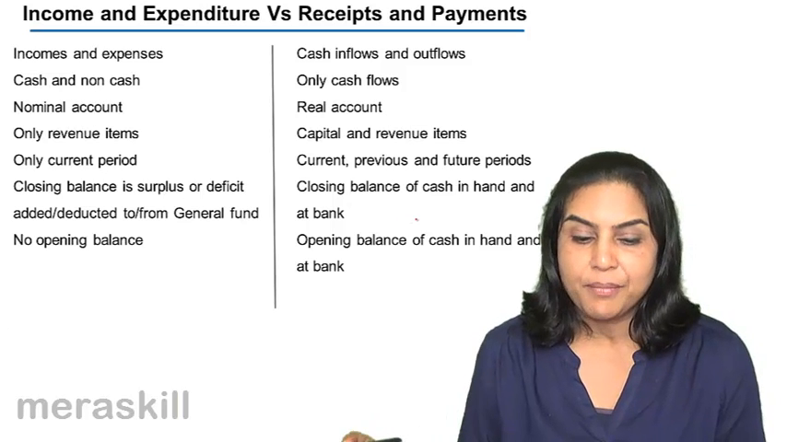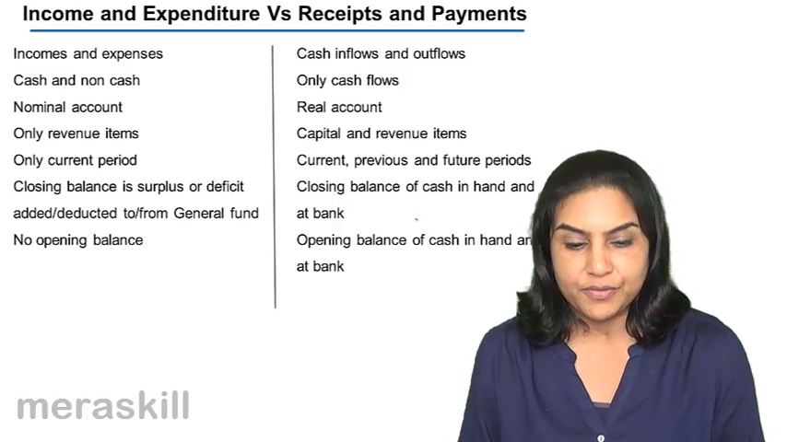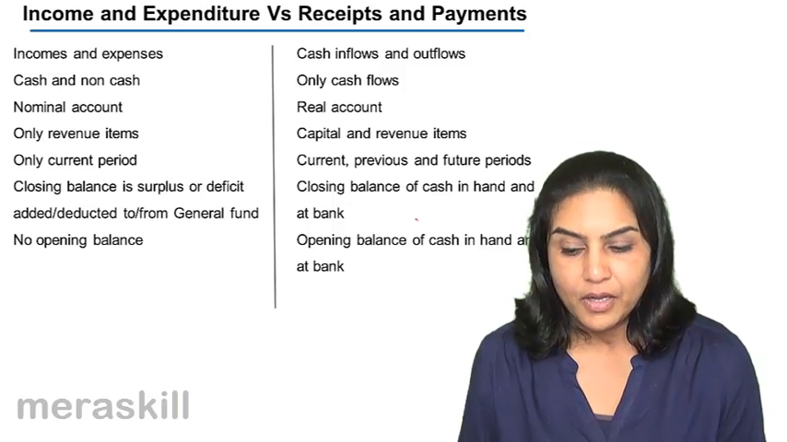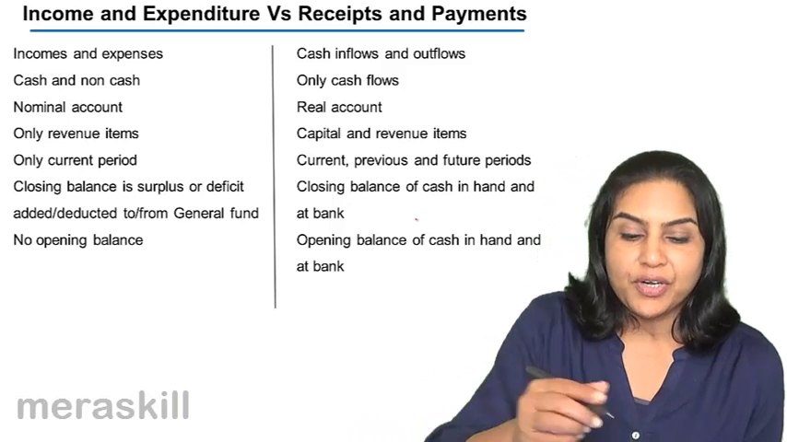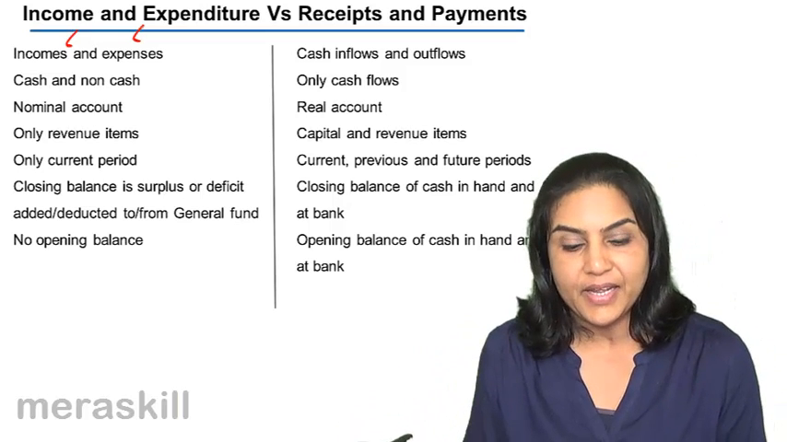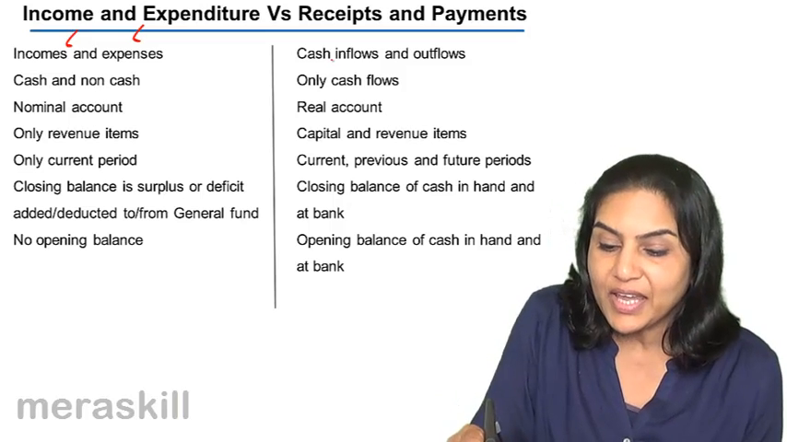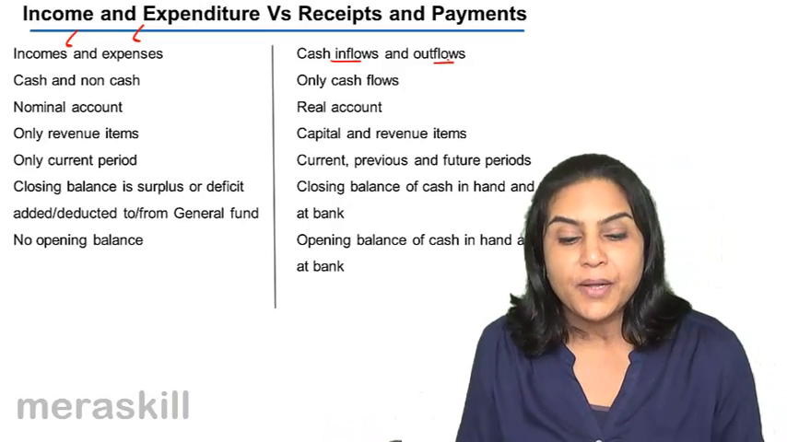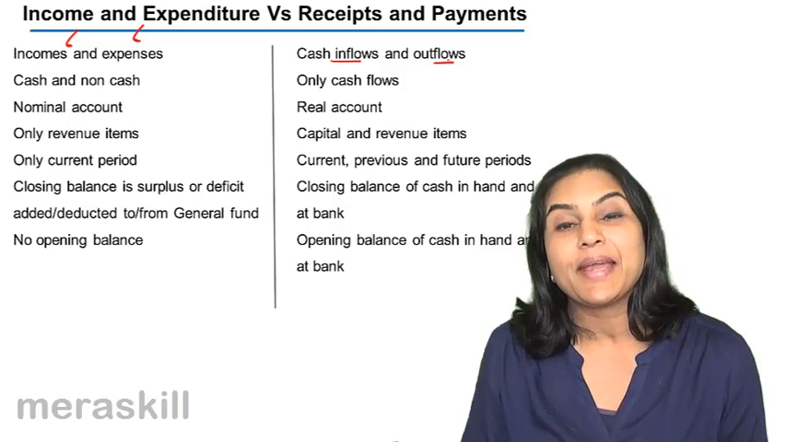The difference between income and expenditure account and receipts and payments account. Income and expenditure account deals with incomes and expenses, but receipts and payments deals with cash inflows and outflows. They may be income or expense, or they may be capital in nature.